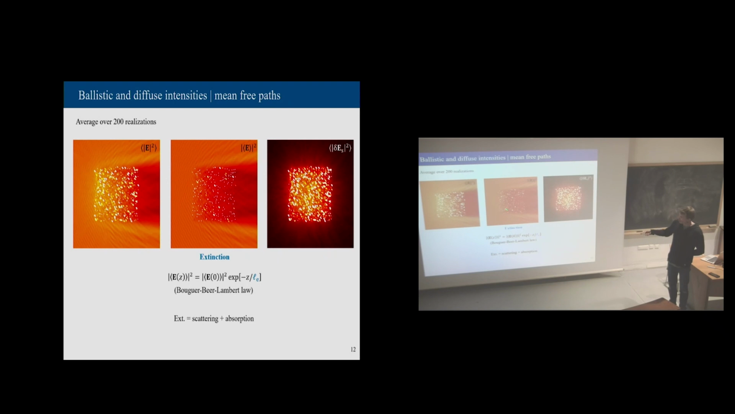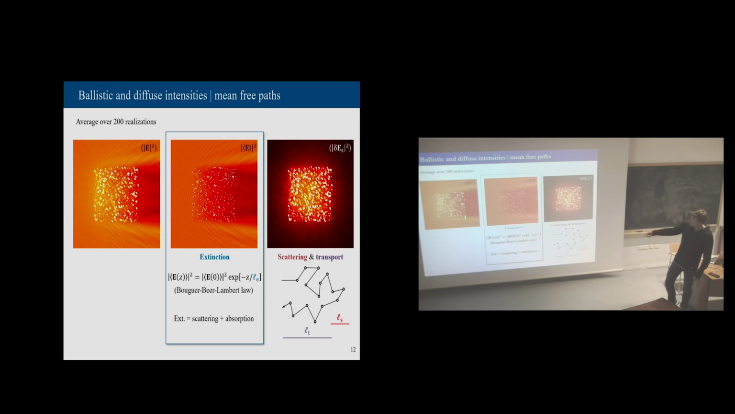The extinction, of course, is due to scattering and potentially to absorption, although in the rest of the presentation we will assume that there is no absorption. But in general, extinction is scattering plus absorption. And the diffuse part describes the scattering and the transport mean free path in the system. The scattering mean free path is the average distance between two scattering events, and the transport mean free path is the distance you need for light to be nearly isotropic in the system. So here I will focus on the extinction.